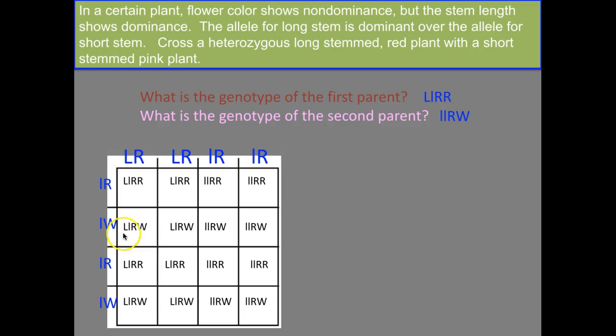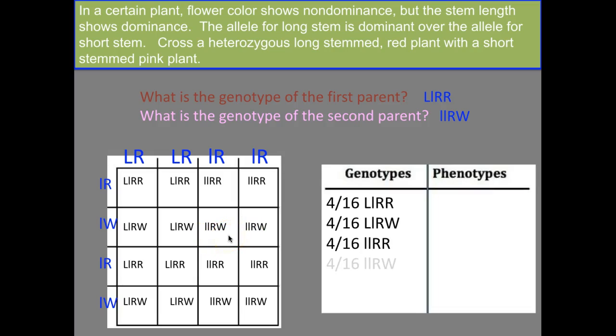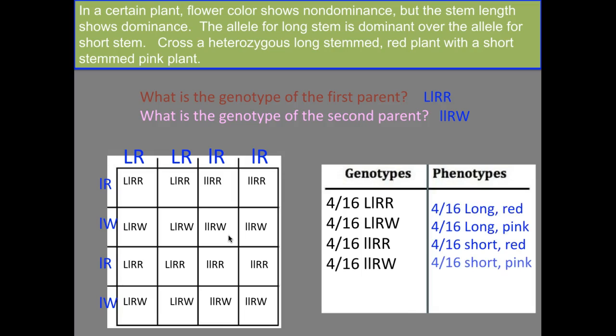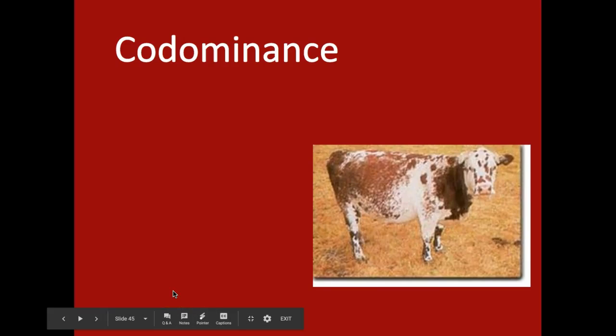Let's think about this. I'm sorry, we have four long red, four short red, four long pink, four short pink. So 16. Wrap your brain around that a little bit, just exactly what I just said. Any questions about this, just let me know.